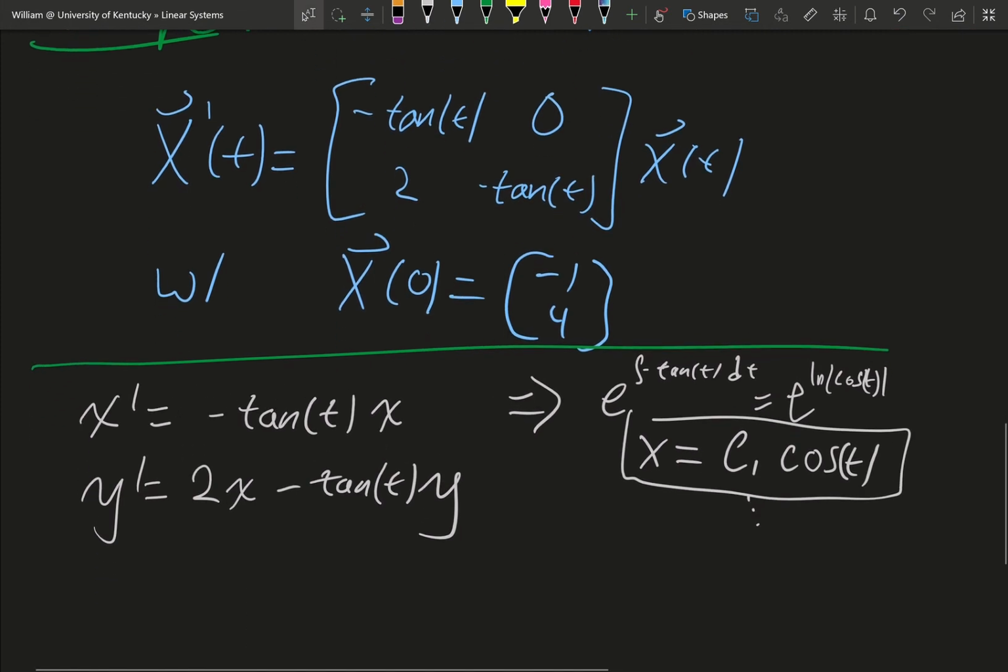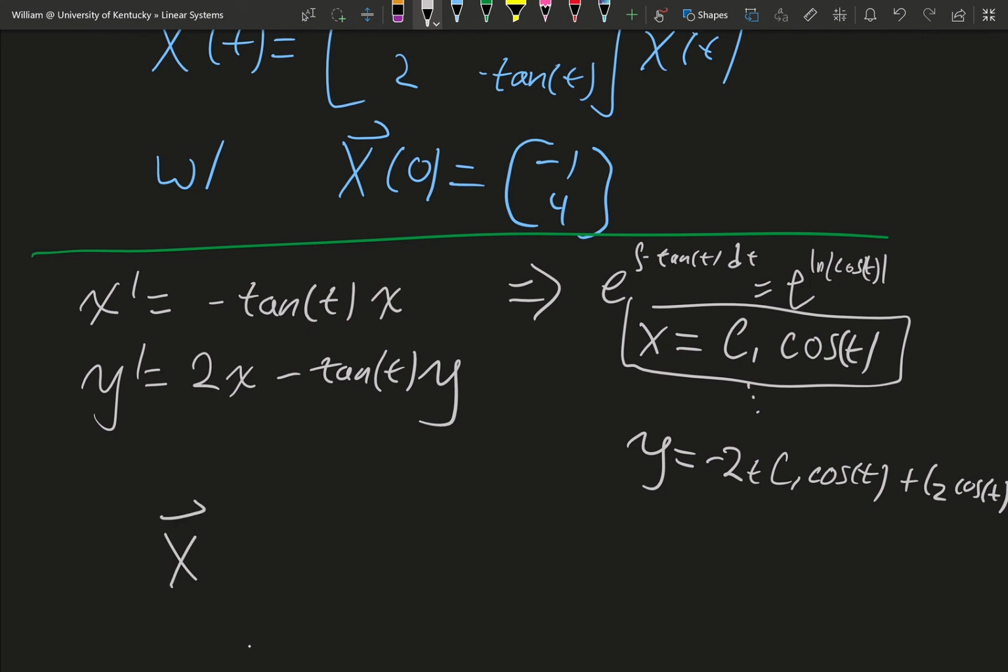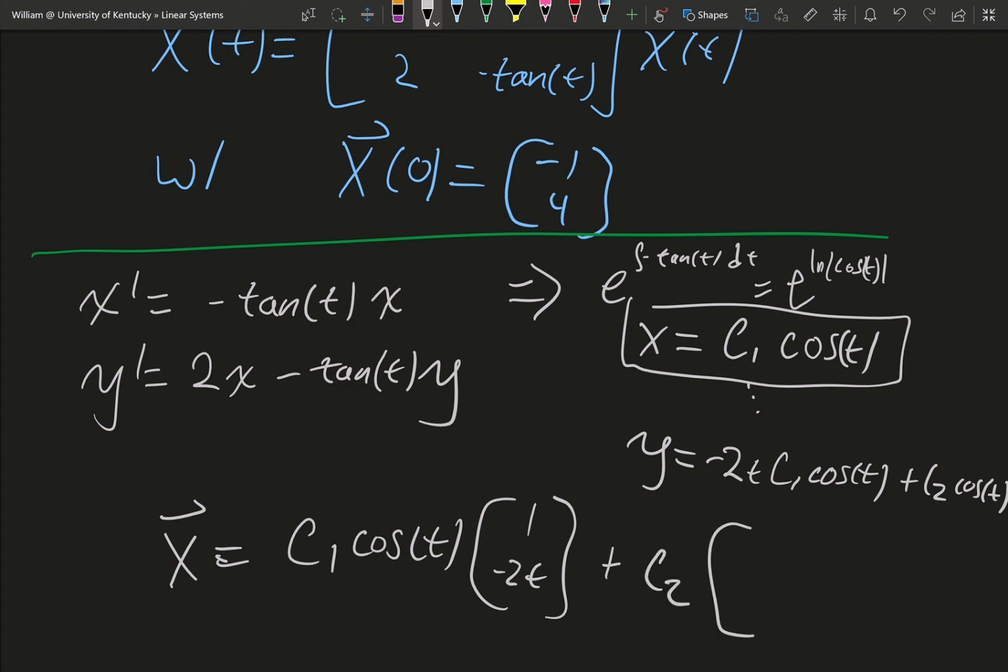If we do a similar process with y, we would get that our general solution for y is negative 2t c1 cosine of t plus c2 cosine of t. And once we have that, we can write it back in this form: c1 cosine of t times 1, negative 2t, and then plus c2 cosine of t times 0, 1.